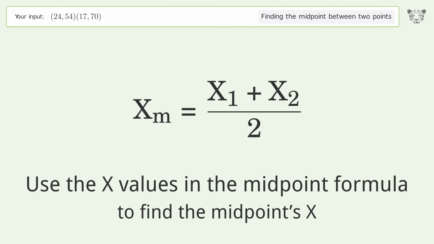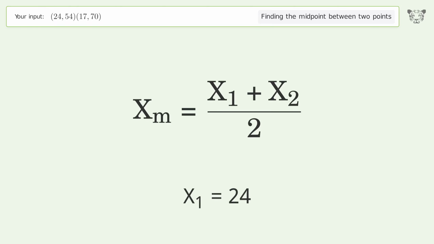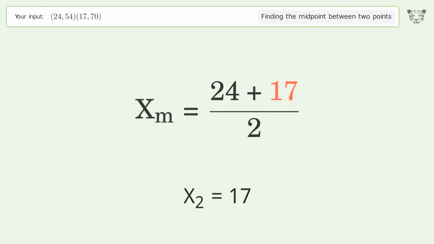Use the x values in the midpoint formula to find the midpoint's x. x1 equals 24. x2 equals 17. Simplify the arithmetic.